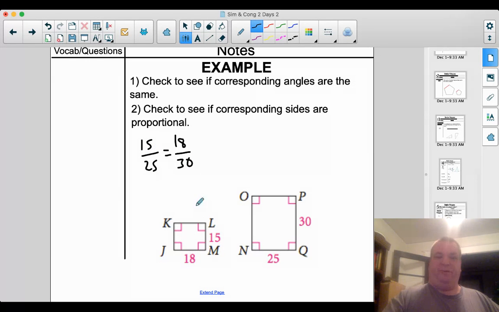We could reduce them and see if they reduce to the same thing, or we can multiply. Let's go ahead and multiply these out. Remember, if the cross products are the same, that means the proportion is true. 15 times 30 is 450. 18 times 25, if we punch that in, we also get 450. Remember, you can be using calculators on this, to show me what you're putting in the calculator. So the fact that they both multiply to the same thing means that they are proportional.